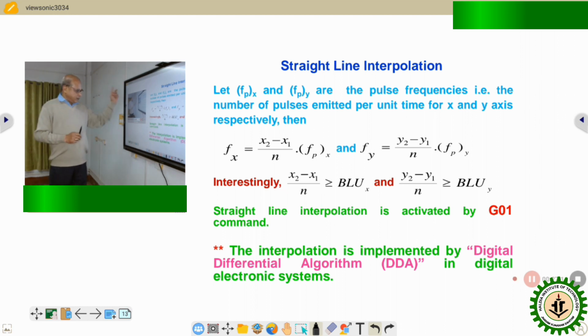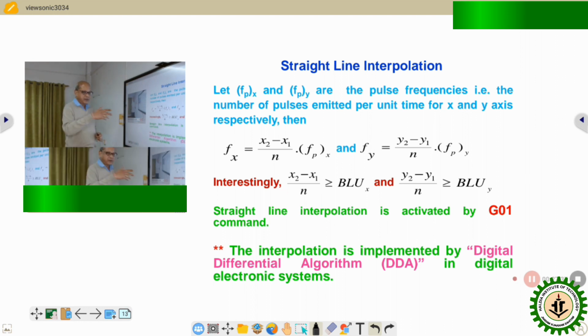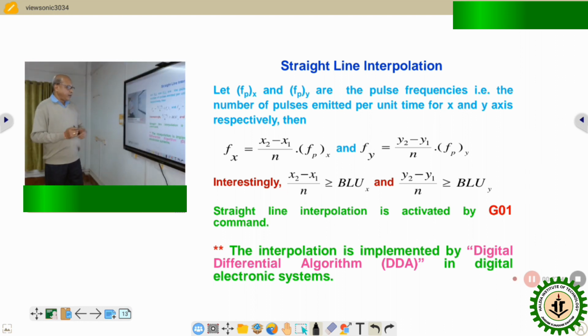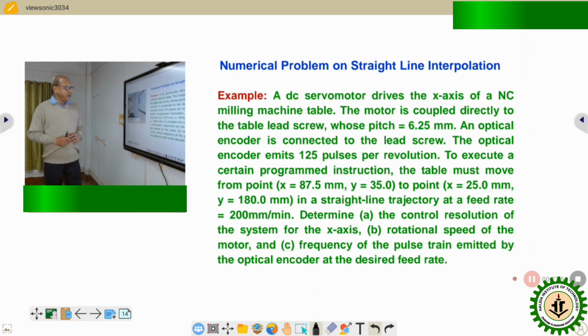Okay. So the formula that we had developed earlier is popularly known as the summation formula. In case of PTP, it was activated in a program by the preparatory code G00. Similarly, if you want to implement straight line or linear interpolation, the corresponding command will be G01. You have to remember all these things while discussing CNC programming. And one thing you should keep in mind: this interpolation is implemented in a digital differential algorithm in a digital electronics system. Okay. So just one illustrative problem.